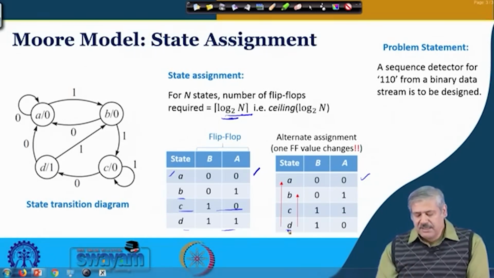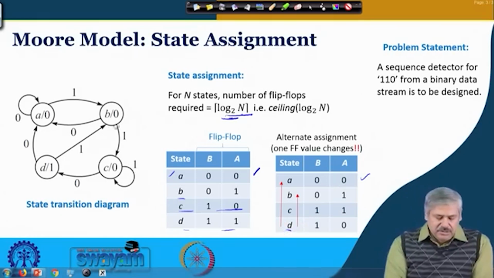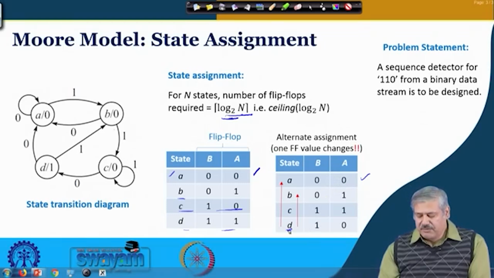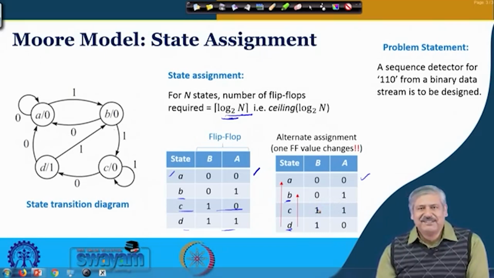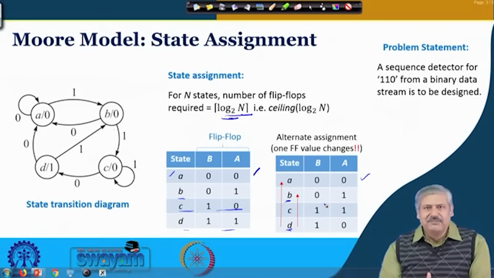What I have shown here, you can see from D it is going to B as well as A. So, in this assignment when it is going from D to A, 1 0 is changing to 0 0, so one value changes, but when D is going to B, 1 0 is changing to 0 1. So, both the values are changing. Okay. So, these are the things because of the interconnection. That is why I said that you need to see it in detail, and many different things are there.